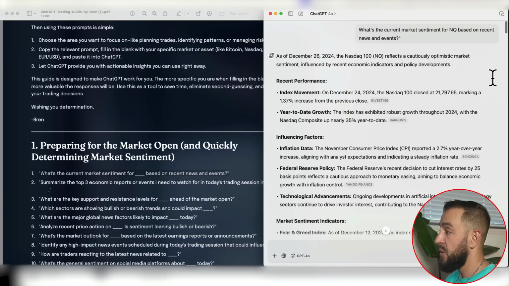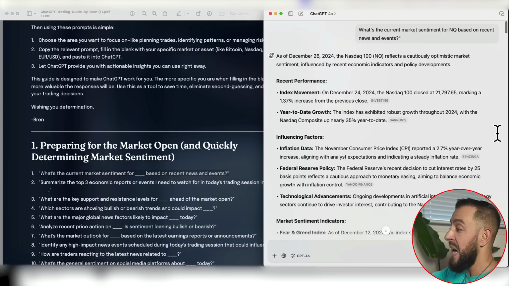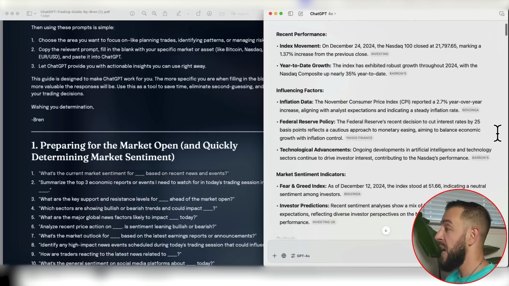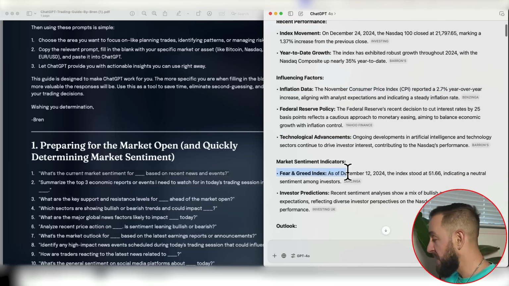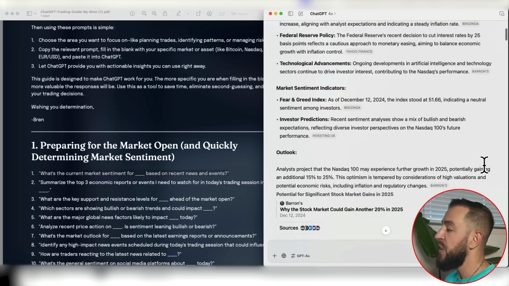You can see it gives us recent performance showing the price movements pulled from investing.com, Barron's, Yahoo Finance, Benzinga. So it went out to the internet, researched all these data points, including inflation, Federal Reserve policy, technological advancements, fear and greed index, and it puts everything into the palm of your hands like this. Scroll to the bottom, you can see very quickly the overall outlook saying that analysts project that the NASDAQ 100 may experience further growth in 2025, potentially gaining an additional 15 to 25%.